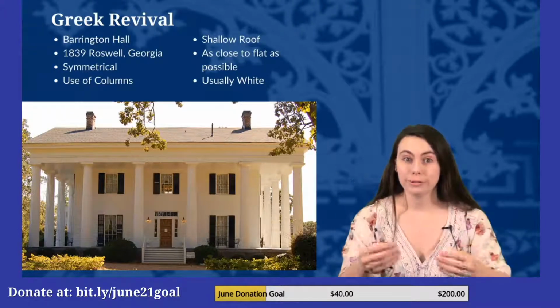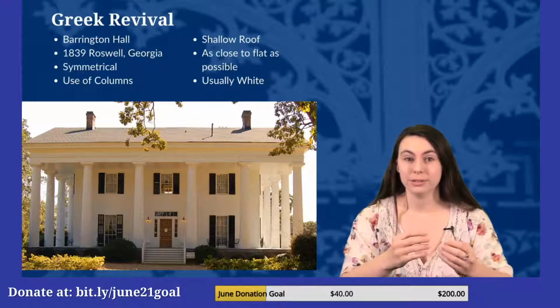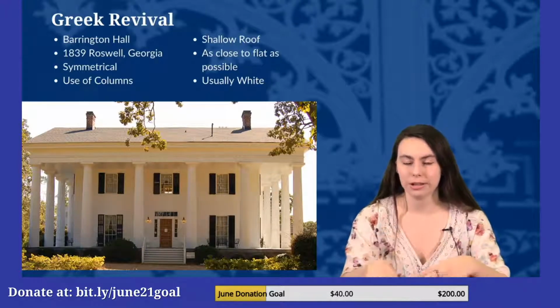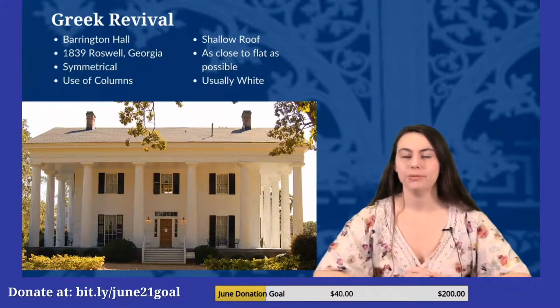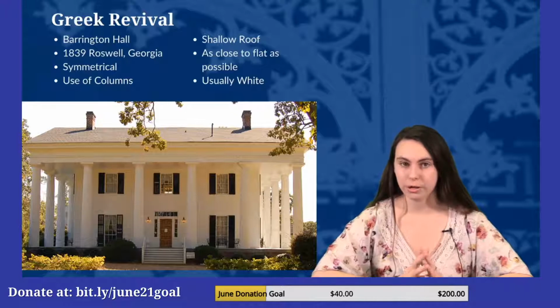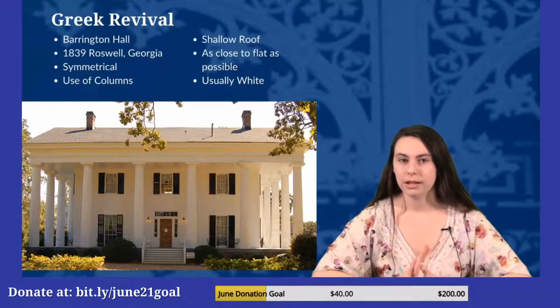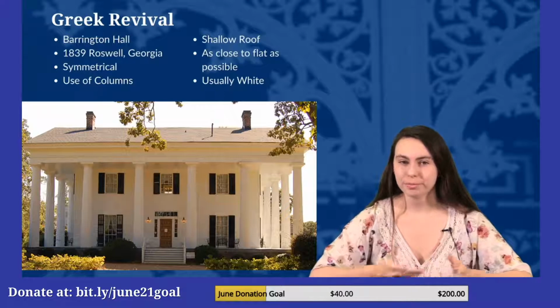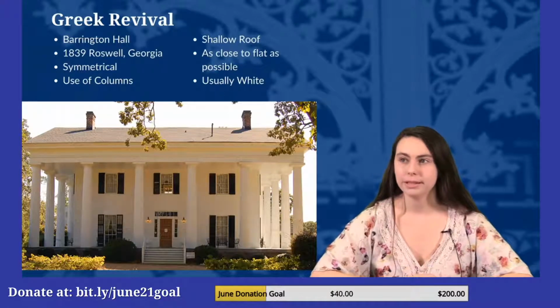The use of columns, I don't think there really is a Greek Revival style house without columns, unless you're looking at row houses, and then we're talking more about floor plans. But if you have a standalone house, you more than likely have columns for a Greek Revival style house, but not always. You can have a row house that is Greek Revival style without columns.